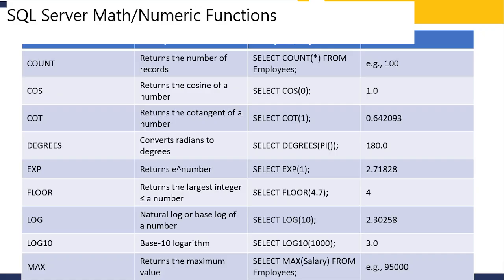Then there is exponential. It will give me the exponential value of a number. So exponential of 1 is 2.7. Then there is the floor. It will always give me the lower value. Here 4.7 means it will always give me the lower value only. So this will give me 4.